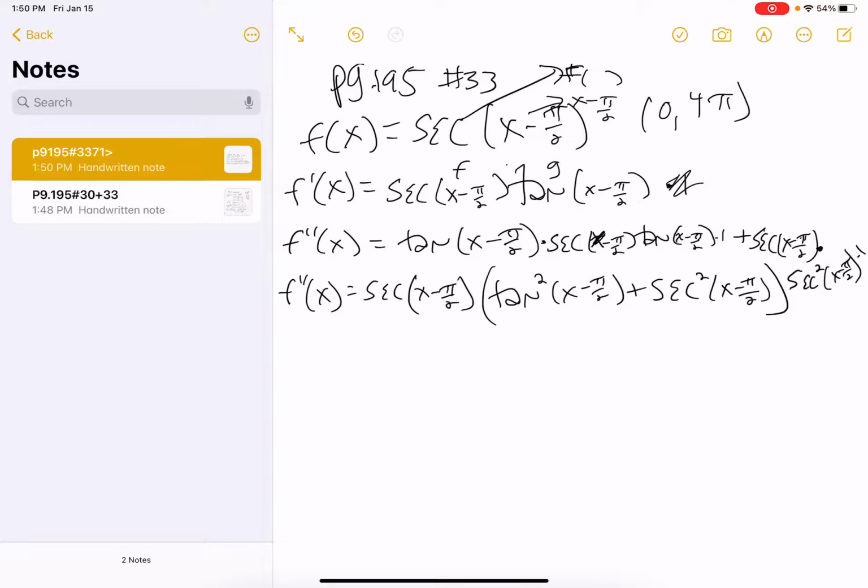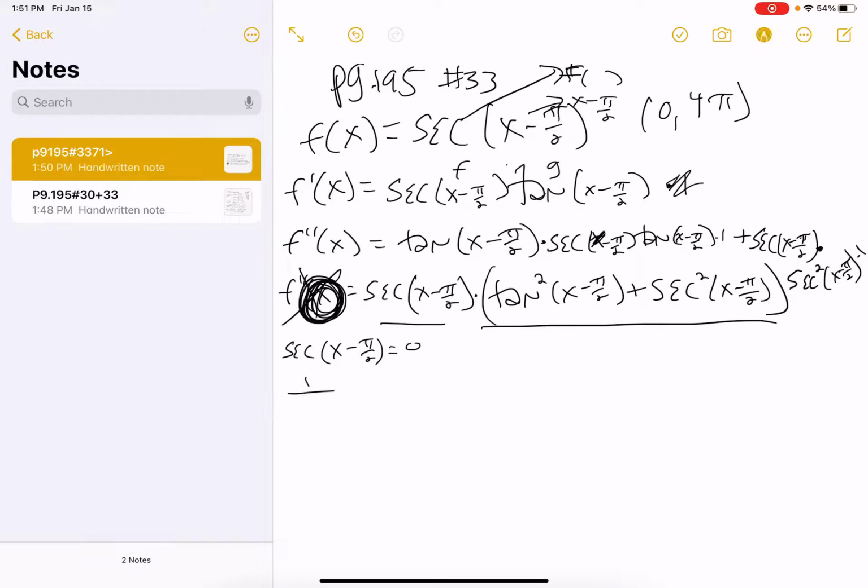So there is my second derivative. I need to find where that is equal to 0. There's my 0 because I don't want to rewrite all that. Now, when there are two things being multiplied, like this secant here and this whole thing here, and I'm trying to find where it equals 0, I just need to find where one of them equals 0 individually. So I can do secant of x minus pi halves is equal to 0.